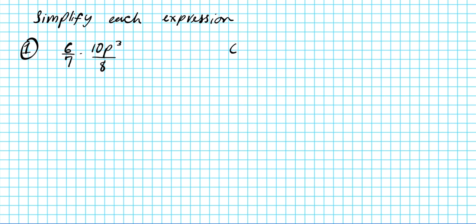So let's start with 6. What is 6 as a product of primes? Factor out 2, you're left with 3. So 6 can be written as 2 times 3, expressed as a product of primes. 7 is just a prime number, so we leave that alone. 10 can be decomposed. 2 goes into 10 5 times. So 10p to the third can be written as 2 times 5. P to the third simply means you write p 3 times.